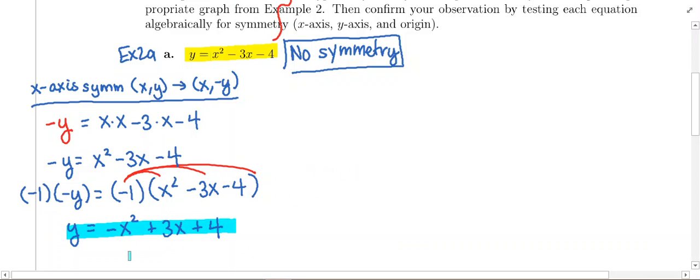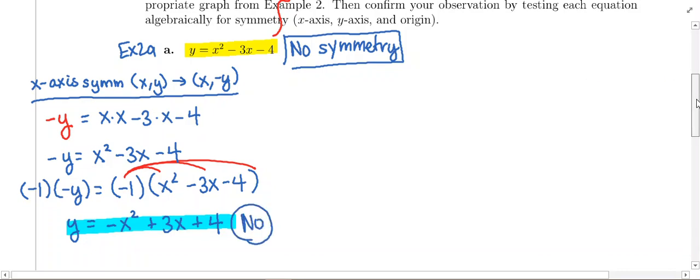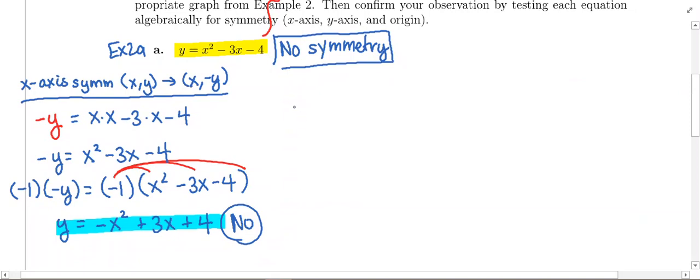No. For example, in the yellow equation you have a positive x squared, but in the blue equation you have a negative x squared. They are not the same. Since you did not get the original equation back, there is no x-axis symmetry here. All right, let's try the next type of symmetry. Like I said, one type of symmetry does not imply either of the others, so you have to do them separately. For y-axis symmetry, we are going to start with a point (x, y).